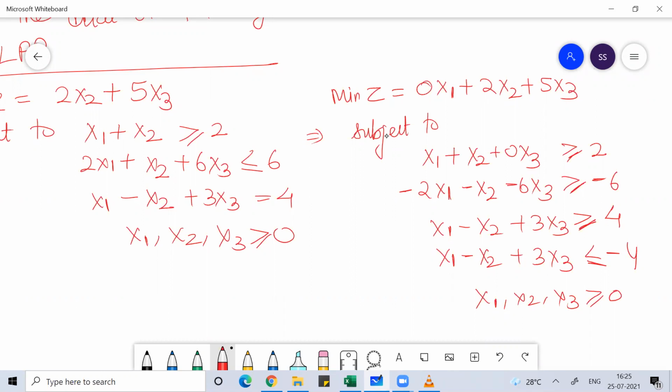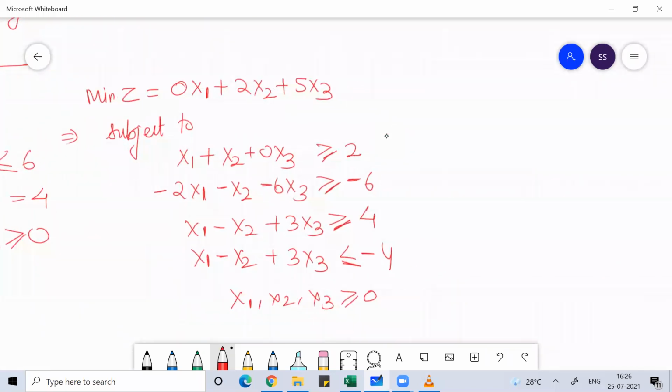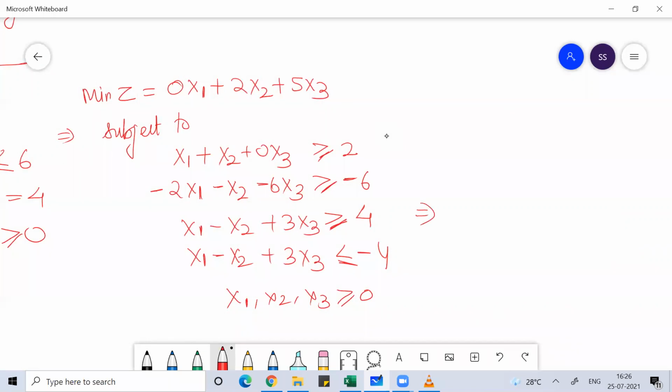So whenever we look into an LPP equation, the constraints of the LPP should have an inequality sign. That inequality sign should be either greater than or equal to, or less than or equal to.